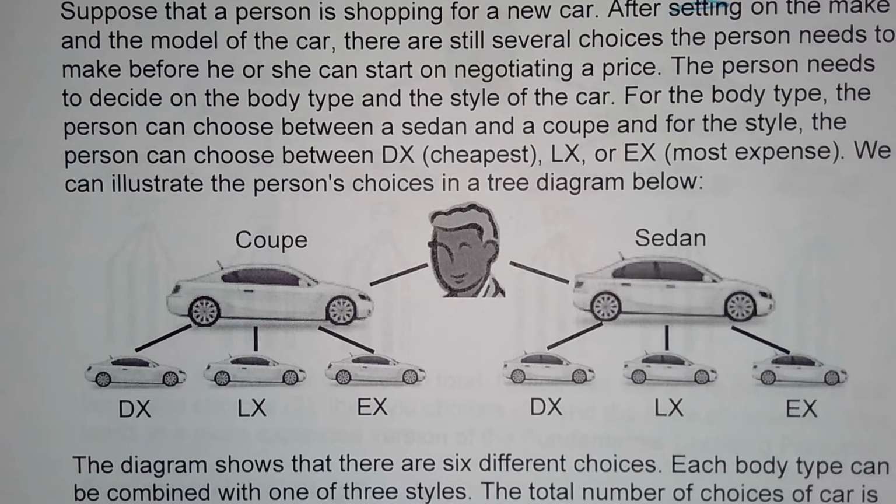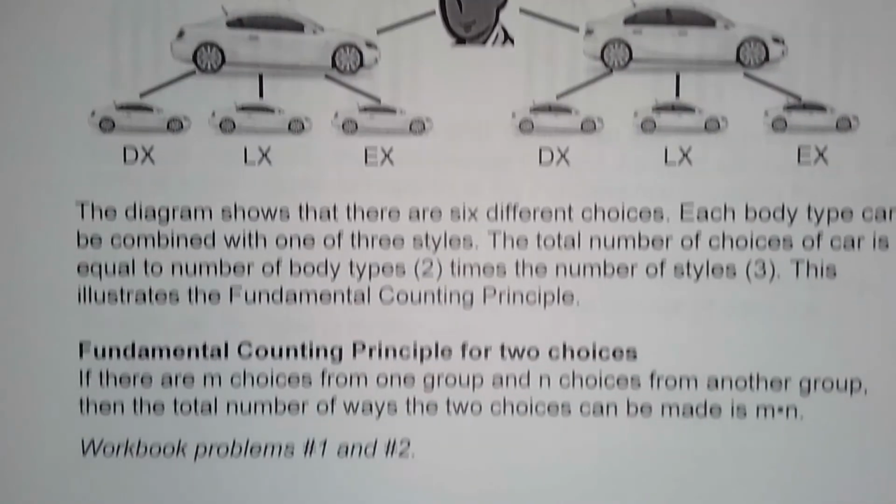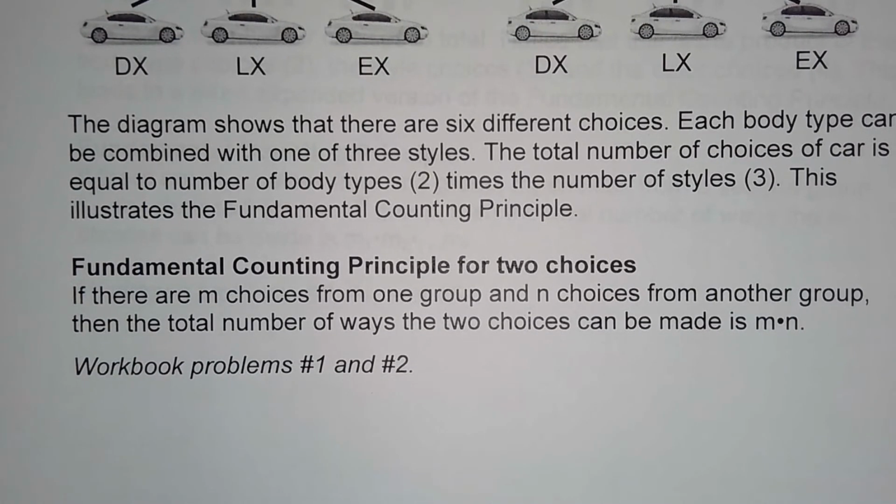The total number of choices of a car is equal to the number of body types, that's two, times the number of styles, that's three. And this illustrates the fundamental counting principle. If there are m choices from one group and n choices from another group, then the total number of ways the two choices can be made is m times n.